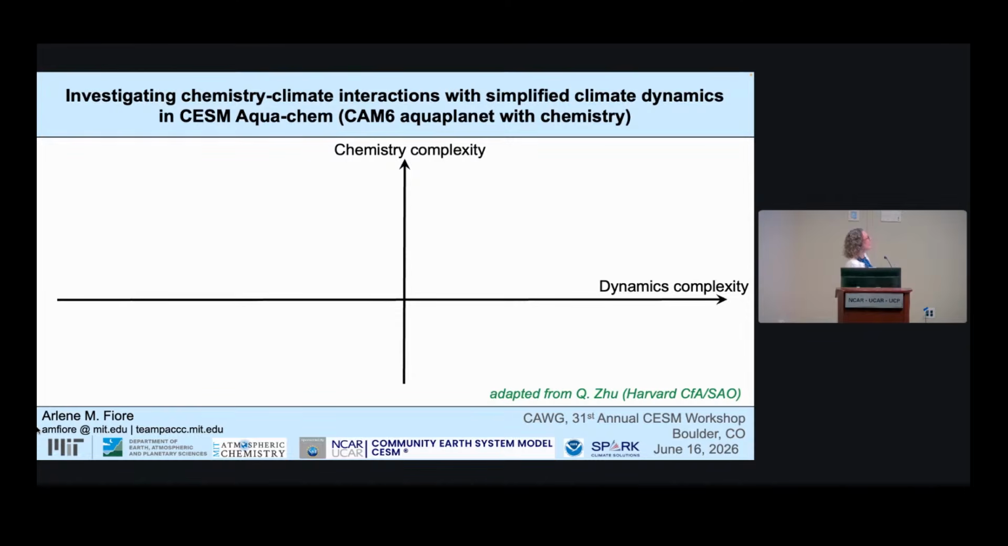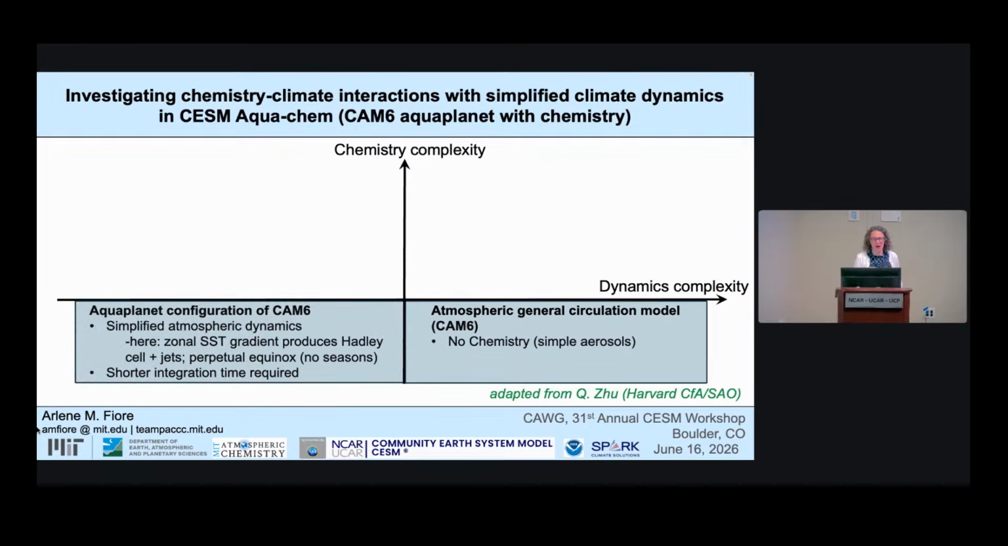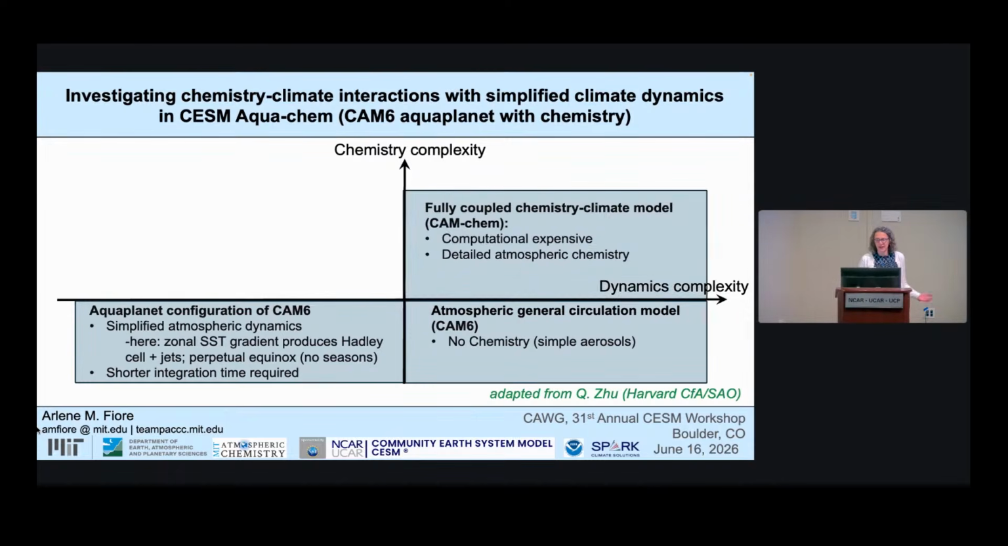So we have these axes of chemistry complexity and dynamics complexity. If we look to our climate modeling counterparts, there's been a lot of fundamental understanding built from simplified versions of climate models. In particular, people like Brian Medeiros here at NCAR have shown the value of using aquaplanets with their simplified atmospheric dynamics to understand clouds and aerosols, et cetera. One of the challenges we have is that at present, in the chemistry space, we have the full climate model, and then we have all of the chemistry on top of it.